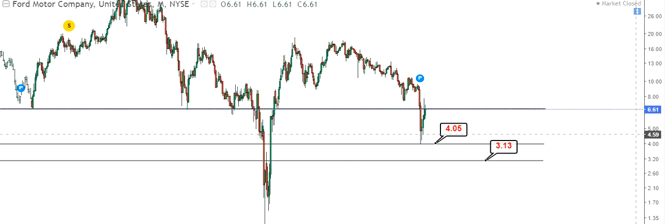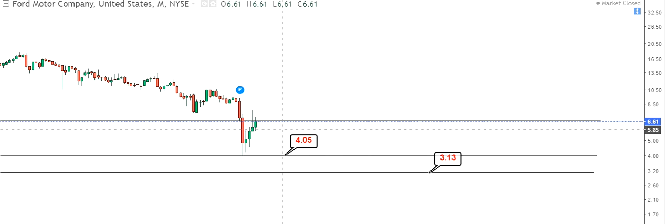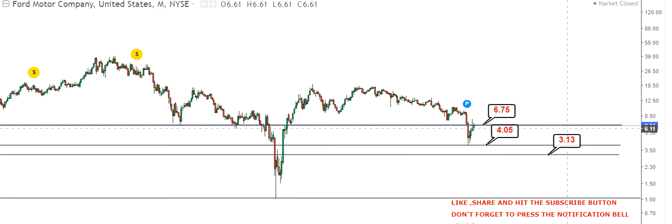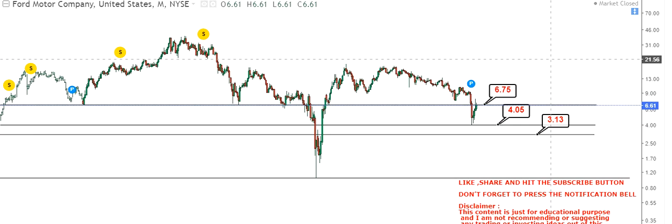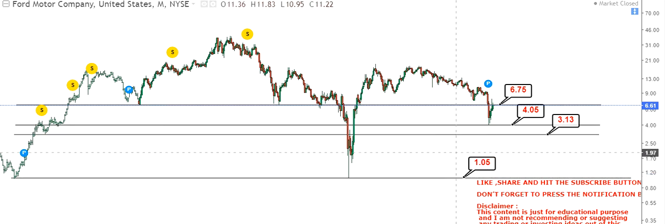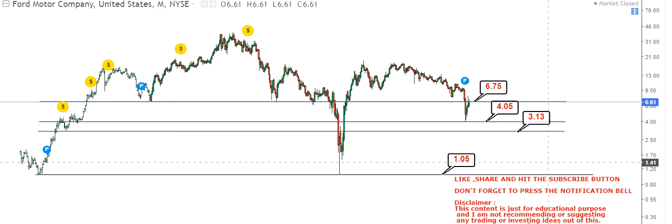If I zoom the chart a bit, you can see that the price is near to its resistance level, which is around 6.75. Okay, but the main problem here is if the chart breaks the level of $3, it will move towards 1.05. So that is the main fear.